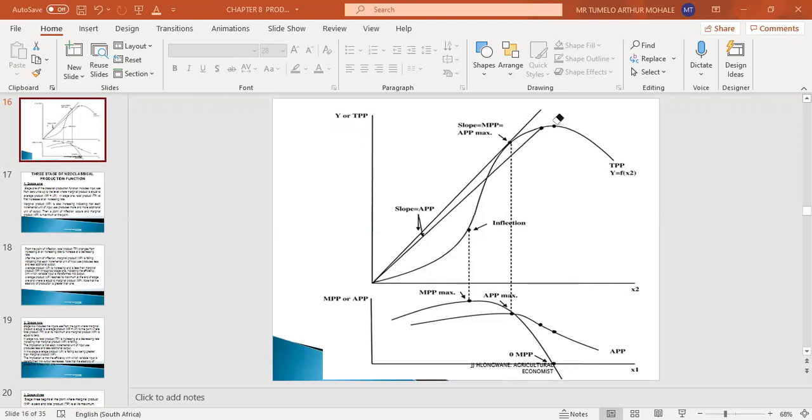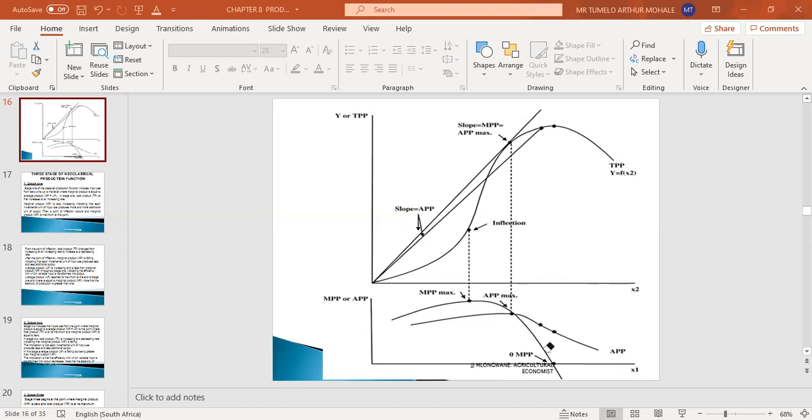Yes. So it's TPP reaching its maximum, and it is a point where what? This is the MPP function. MPP is equal to what? Is equal to 0, because these are the x-axis. So MPP is indeed 0 where the TPP is at its maximum. You get it, right? So we said that the elasticity of production is less than 1, and you told me that it means that the APP is greater than the MPP, which is true.